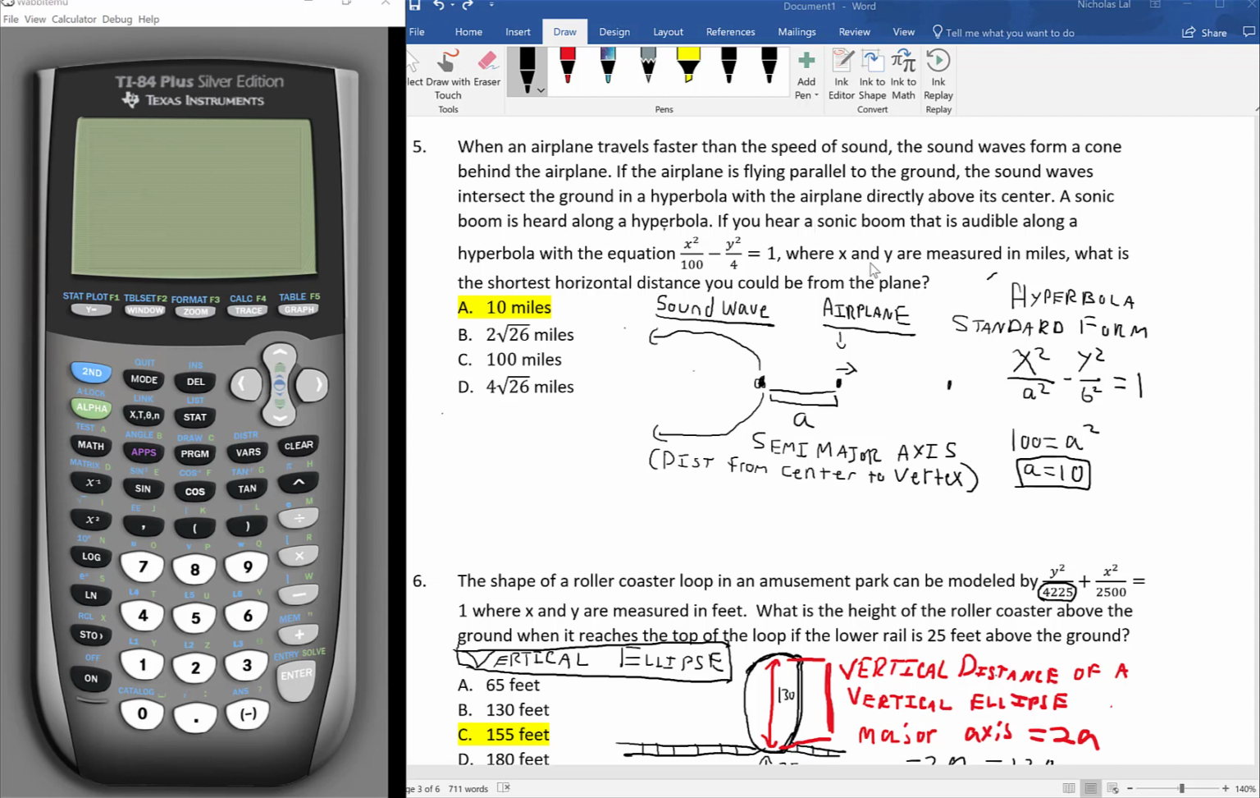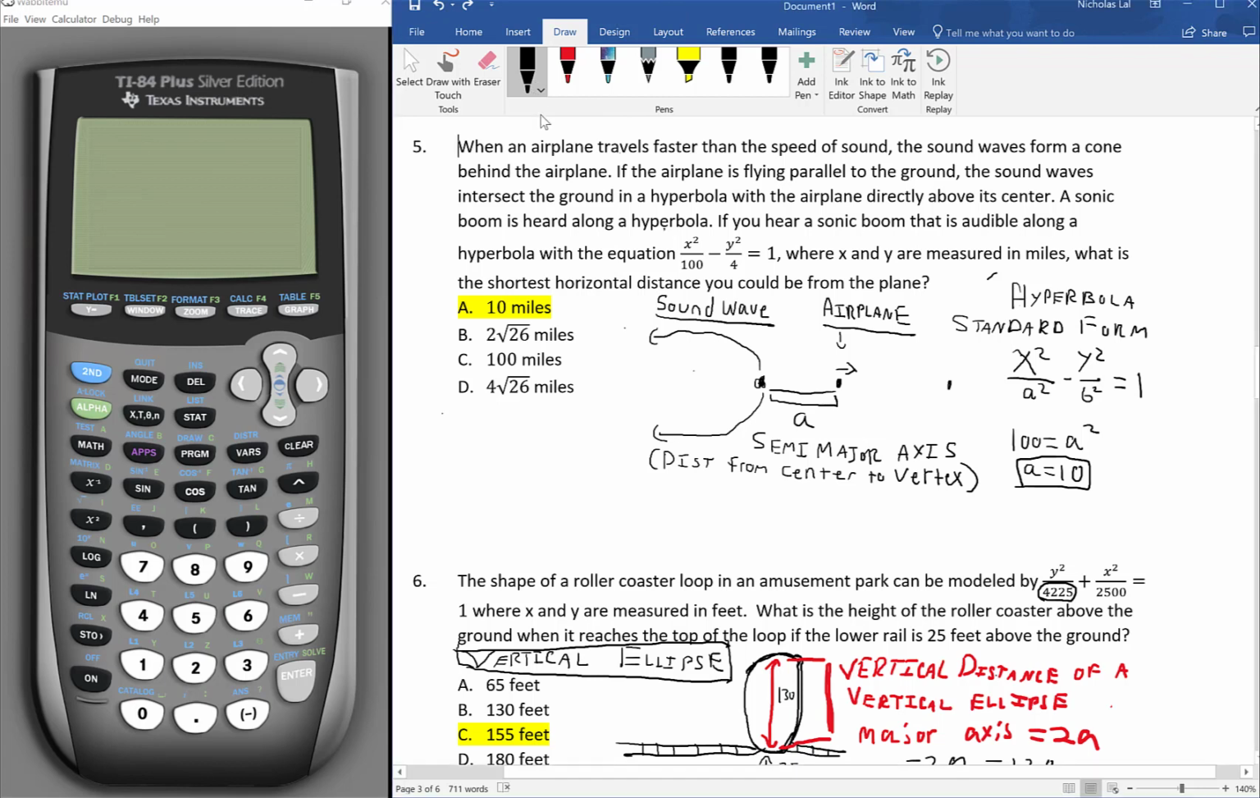If you hear a sonic boom that is audible along a hyperbola with the equation x squared over 100 minus y squared over 4 equals 1, where x and y are measured in miles, what is the shortest horizontal distance you could be from the plane? And so the shortest horizontal distance, if the airplane is in the center of the hyperbola, would be right behind. So I can't draw airplanes. Just imagine this is the airplane in the center.